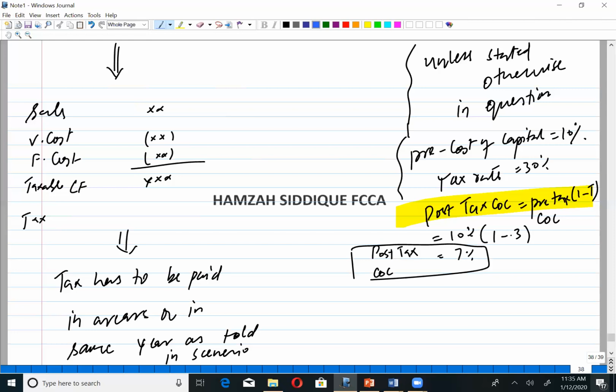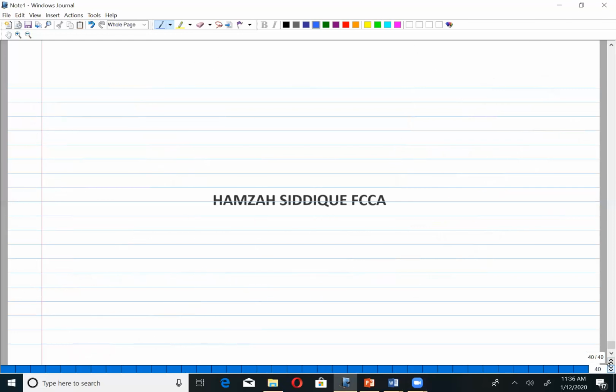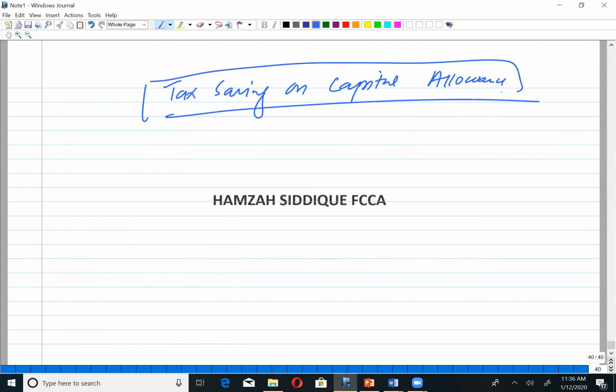Okay, now, next. Now the impact on tax saving on capital allowance. I will discuss it here below. Tax saving on capital allowance. The trickiest part of all. But it can be done in 2 ways. Both are correct. You can use any one.